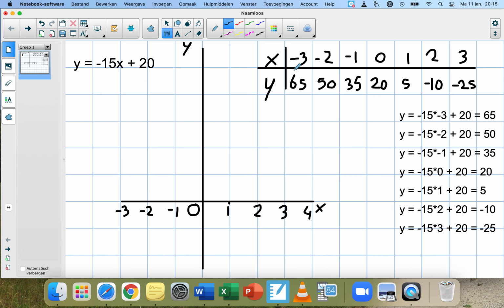For the y-axis, we can't do steps of 1. If we do steps of 1, we have to go up 65 centimeters. That's not gonna fit in your notebook, that's not gonna fit on my screen. So we're not gonna do steps of 1. So you have to pick a useful step.